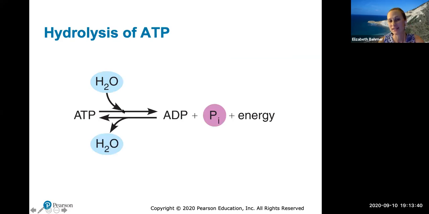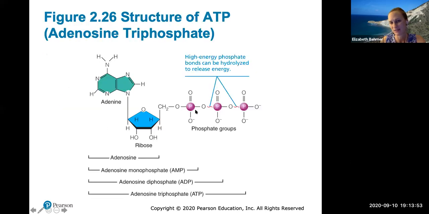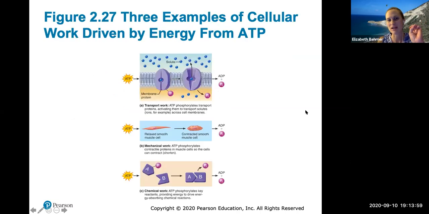This is the hydrolysis of ATP. So adding in water will break apart the bonds of ATP into an ADP, a phosphate group, and energy. Again, ATP is our body's energy currency because when we break the bonds between these phosphate groups, we'll release energy when we do that. So that's why ATP is important for the body.